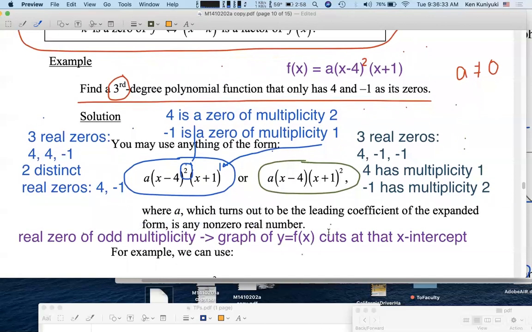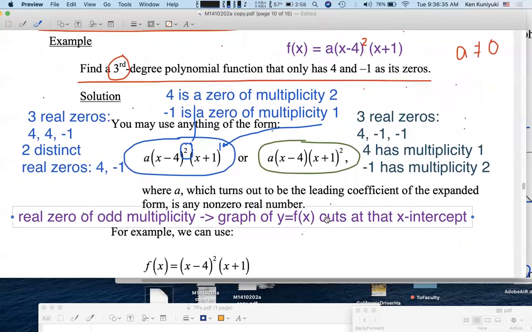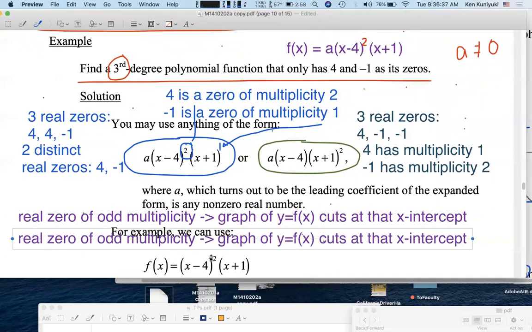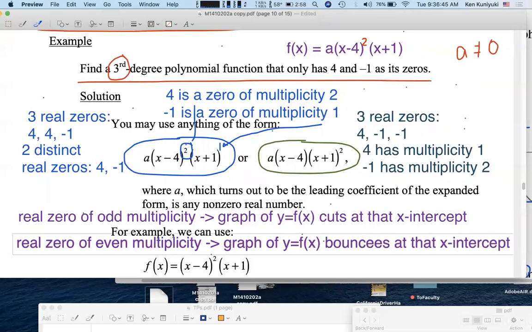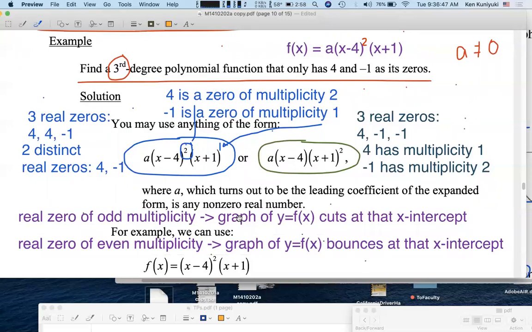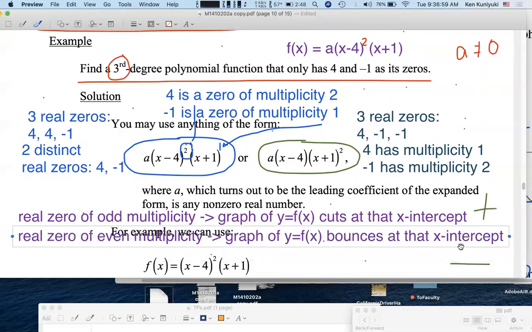And I'll show you what I mean by a cut. Likewise, if you have a real zero of even multiplicity, like 2 or 4 or 6, then the graph of y equals f of x bounces at that x-intercept. Basically, if you have odd multiplicity, the graph acts like a snake around that x-intercept. If the multiplicity is even, the graph acts like a bull, and you bounce. So it's kind of like snake versus bull.